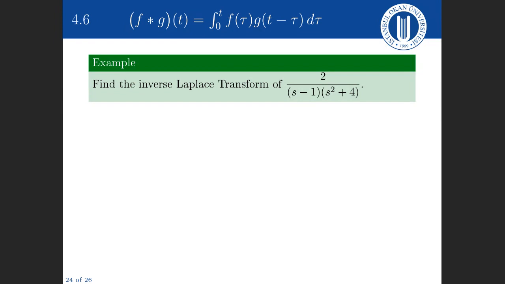Find the inverse Laplace transform of 2 divided by (s minus 1)(s squared plus 4).